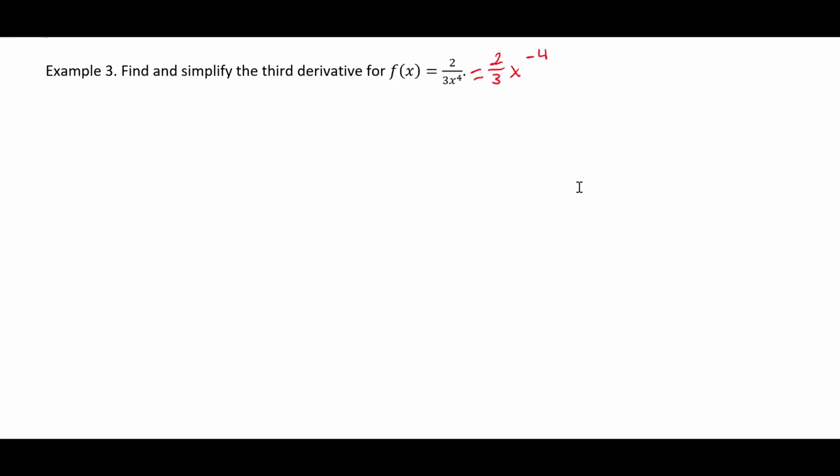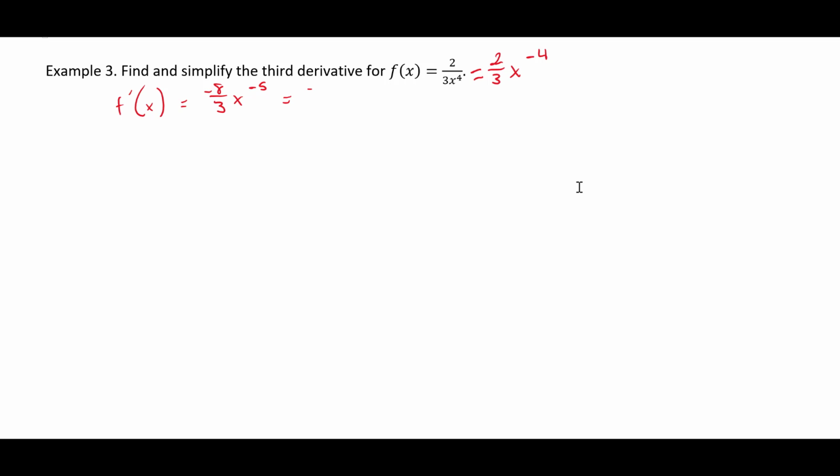Now let's find the derivative by using the power rule, right? So power rule versus quotient rule, I'm going to go to the power rule every time, because it's easier. So f prime of x then is going to be 2/3 times -4, right? So remember, bring the power down, multiply it by your coefficient. So -4 times 2/3 gives you -8/3 x to the -4 minus 1, so -5th power.